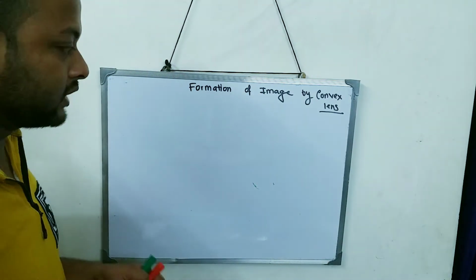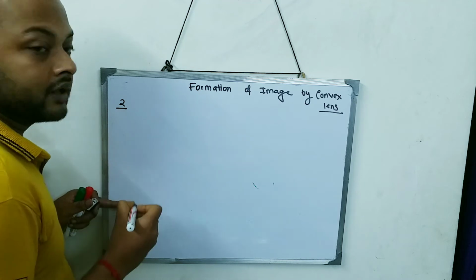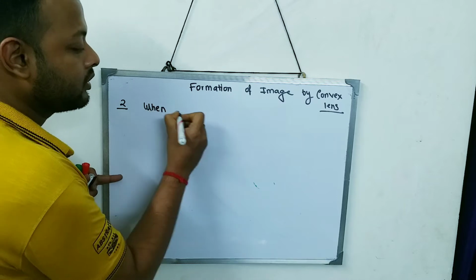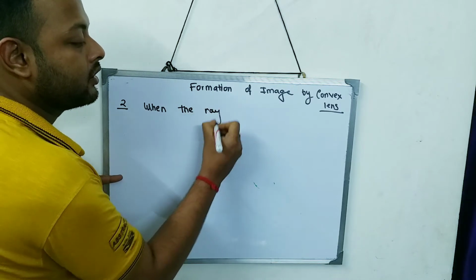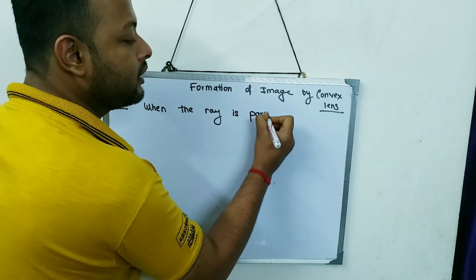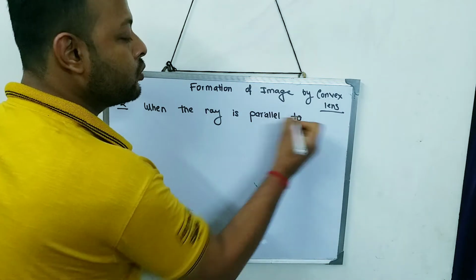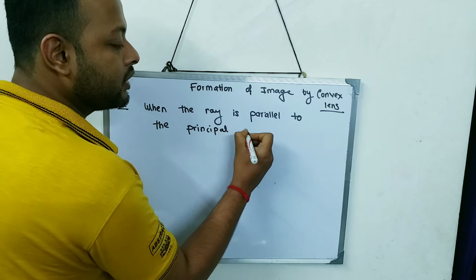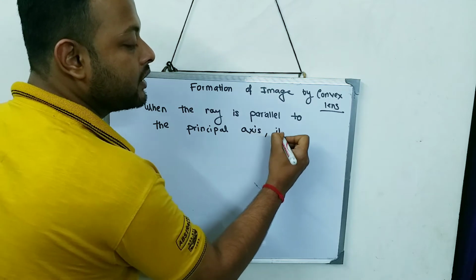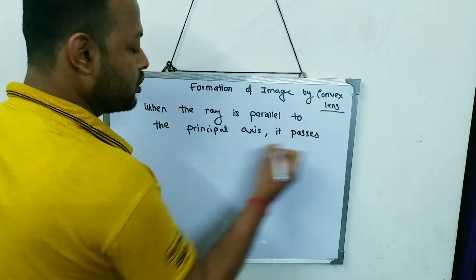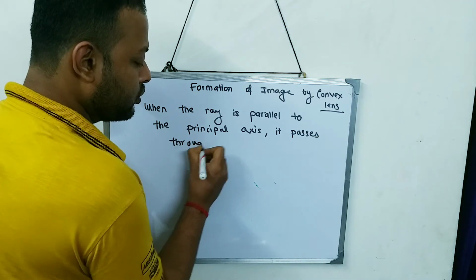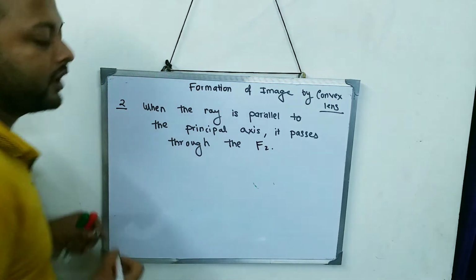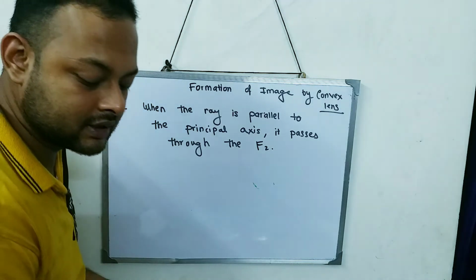Now, as we know these things, the second rule. The second rule says what? When a ray is parallel to the principal axis, it passes through the second focus, f2. Now let's draw a diagram and understand the second rule of it.